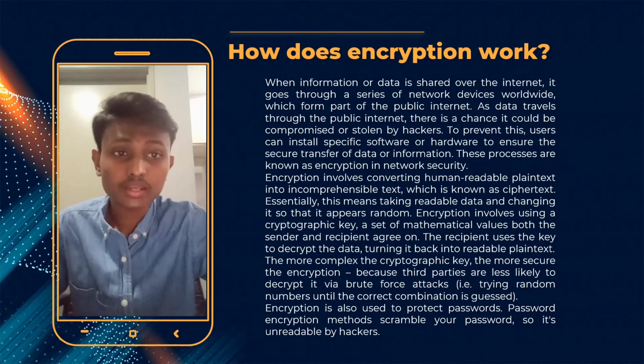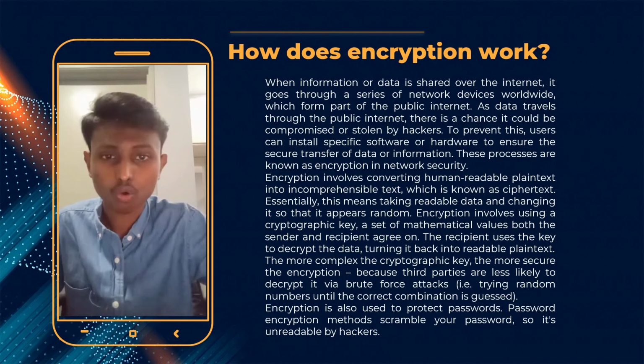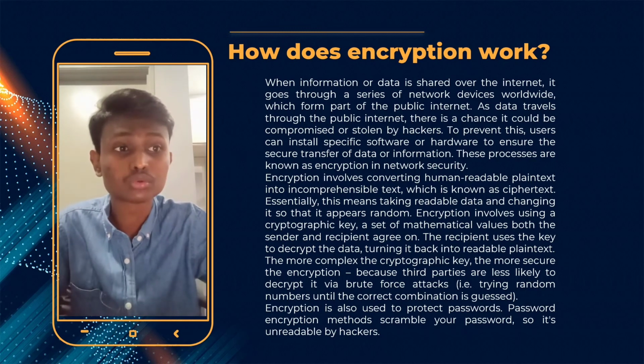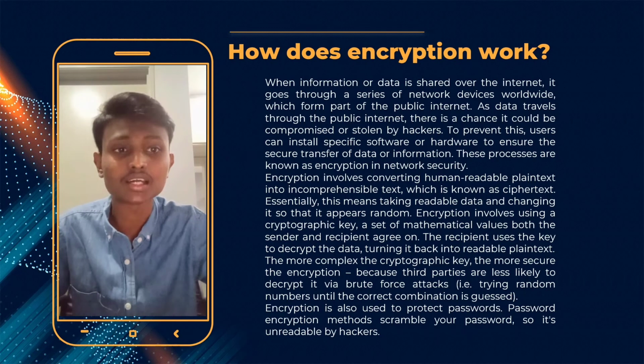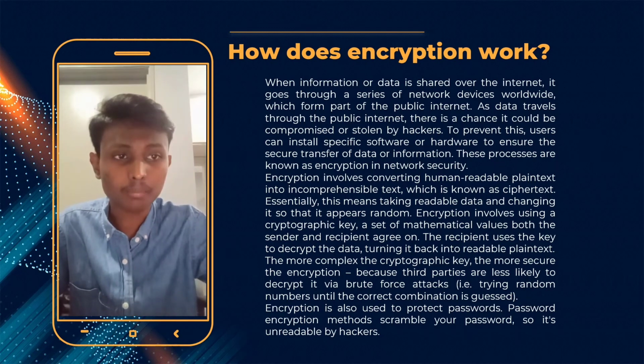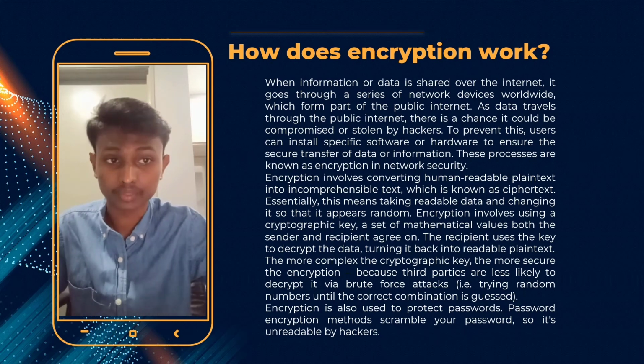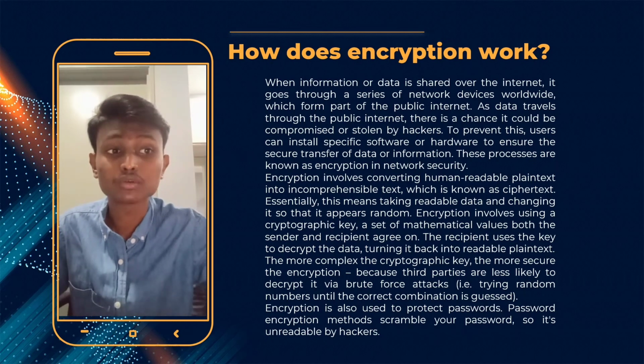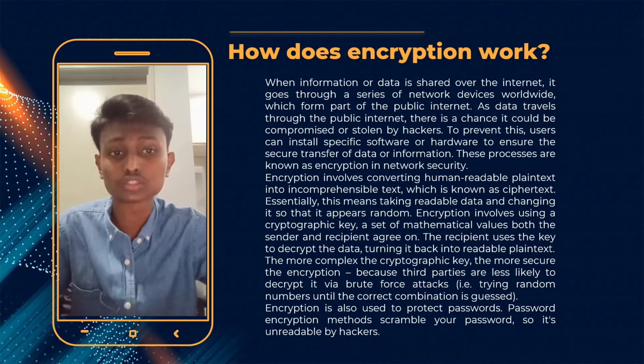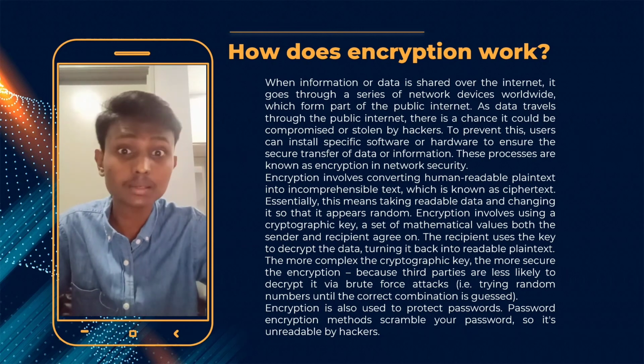Today I'm going to present and explain how encryption works. Okay, when information or data is shared over the internet, it goes through a series of network devices worldwide, which form part of the public internet. As data travels through the public internet, there's a chance it could be compromised or stolen by hackers because we're using a public internet.